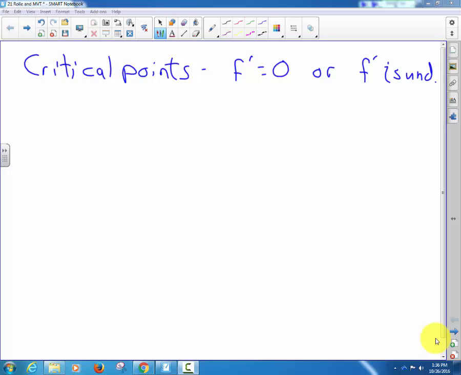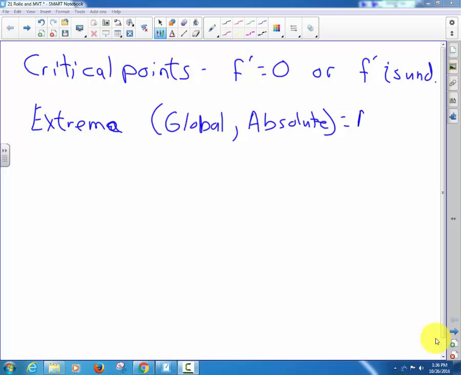Now, what's another word maybe that y'all remember from yesterday? You were talking about it, maxes and mins. What do we call them kind of as one thing? Extremes, okay? Extremes, the plural of that could be seen as extrema. Remember, we call these global or absolute extremes. And we're really just talking about where maxes and mins occur, okay?